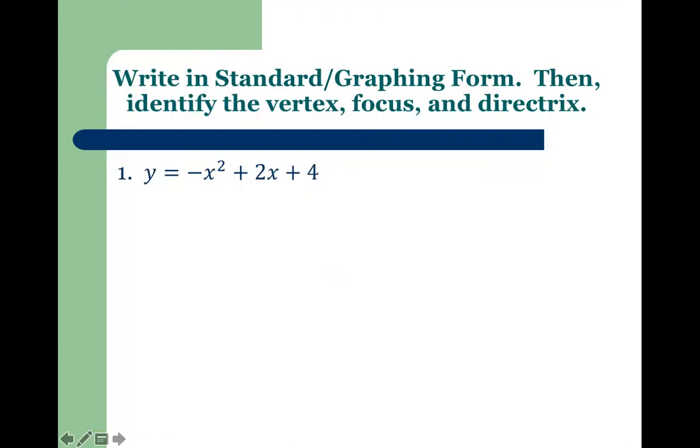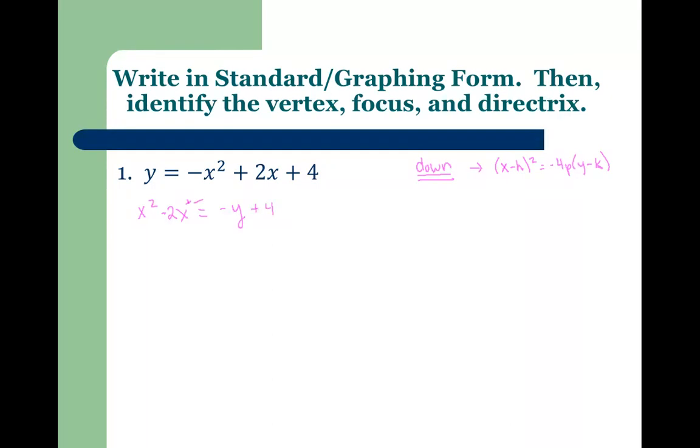So this first one, we're going to do the same thing we just did. Complete the square. You might actually know this one's going to open down. That's something you're familiar with. So I know at the end of this, I want it to look like this: x minus h squared equals negative 4p times y minus k. So let's get some rearranging done. I'm going to get all my x's on the left: x squared minus 2x equals, let's get that on the right, negative y plus 4.